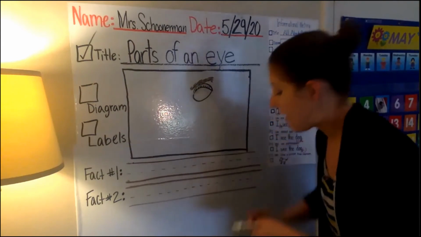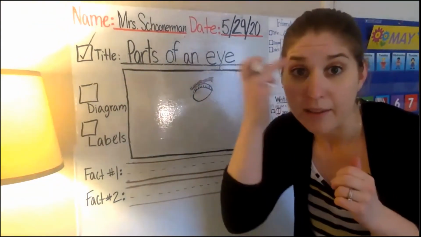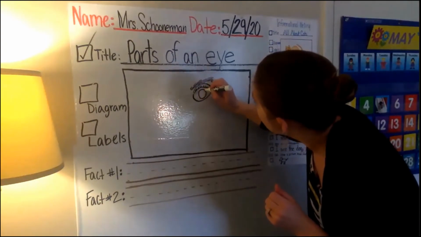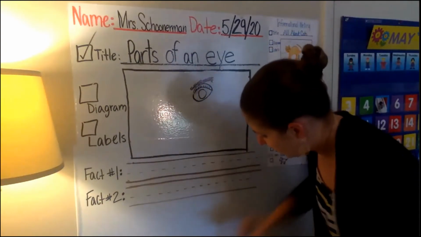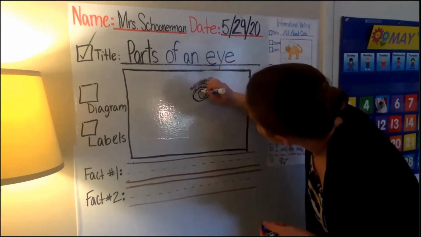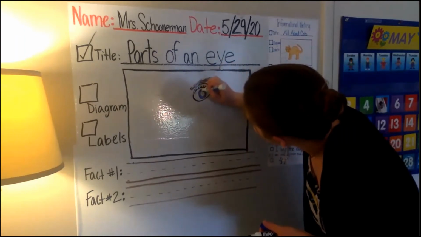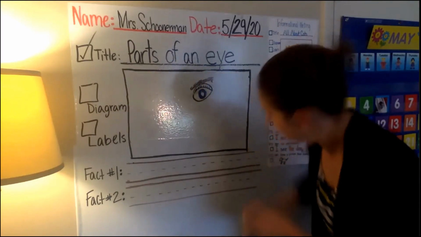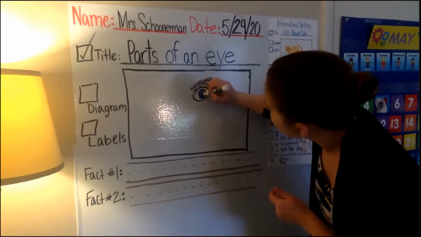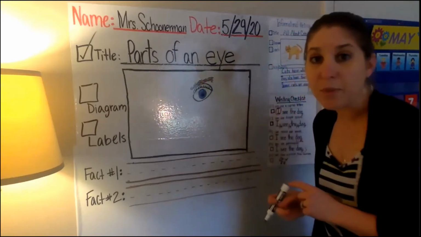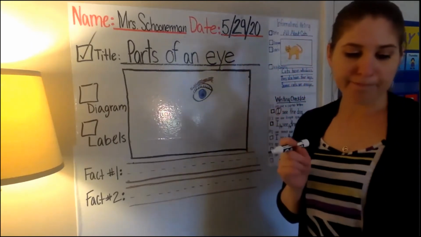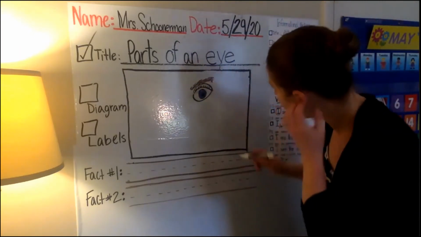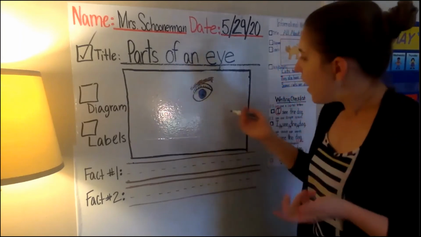Now we need the inside of the eyeball. So we're going to add the iris, and I'm going to make this iris blue. The iris. And then the black dot in the middle is called the pupil. So there's the pupil. And we know this part, the white part here, is the eyeball in the middle.